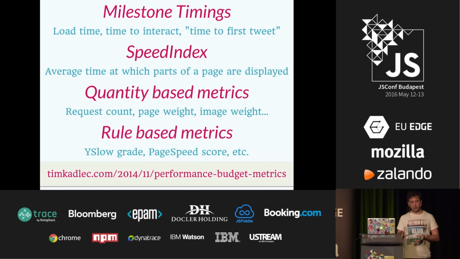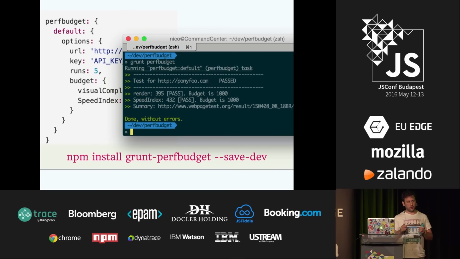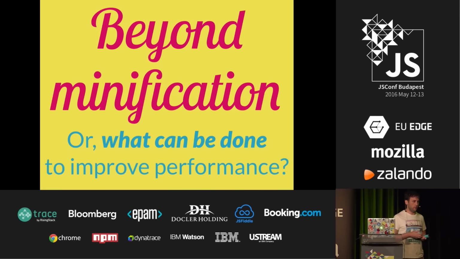You can enforce any of these using something called perfbudget. It's, again, a package that you can use to enforce all of these different metrics, and it comes with a bunch of options that you can use. And basically, if one of your budgets isn't met, then the task will fail, and the build will fail, and hopefully your site won't be deployed because it would be less performant. So there's that. But what can we really do to improve performance beyond minification, right?